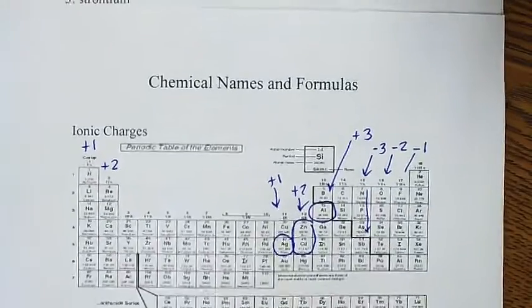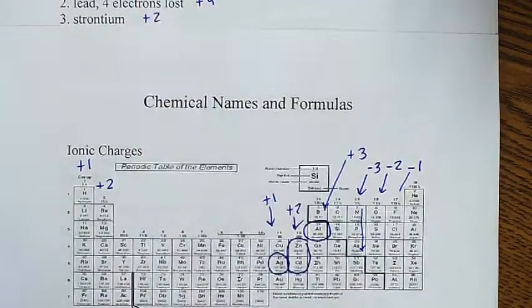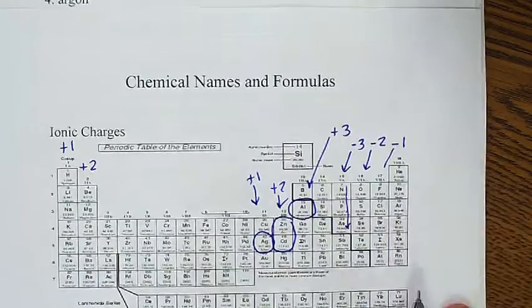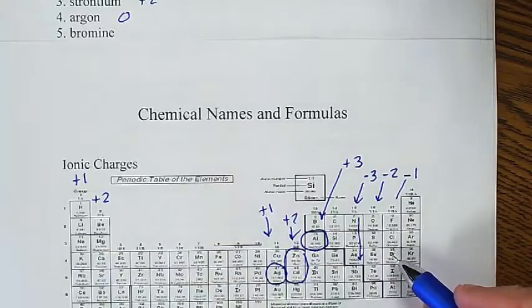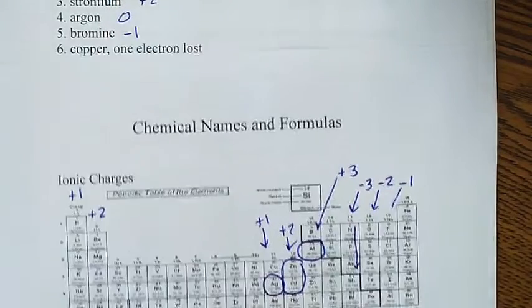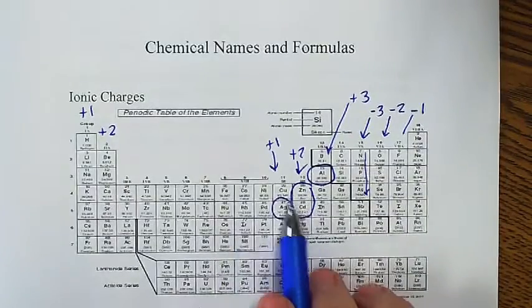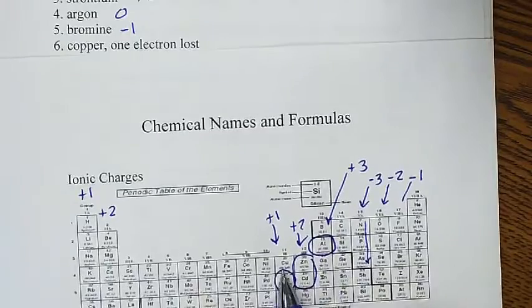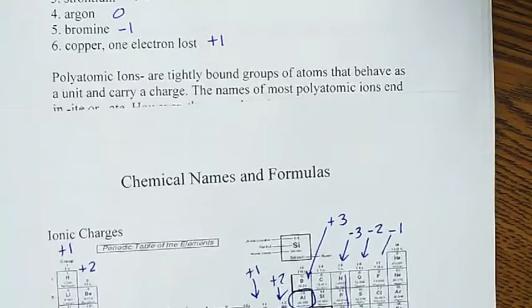And then the next one, strontium. There is strontium. It's in column 2, so obviously plus 2. Argon. Argon is right there. Do the noble gases have a charge? They don't. And bromine. Bromine's right here. So everything in column 7 is negative 1. Copper with 1 electron lost. The reason they're saying that is copper's right here, and copper can be plus 1 like silver, but it can also be plus 2. Because transition metals can have more than one charge, they have to say there's 1 electron lost, and in that case it would be plus 1.